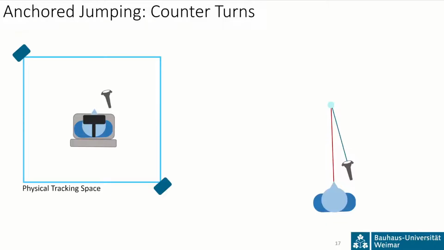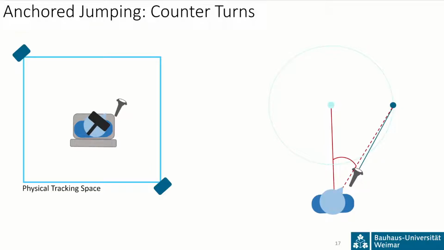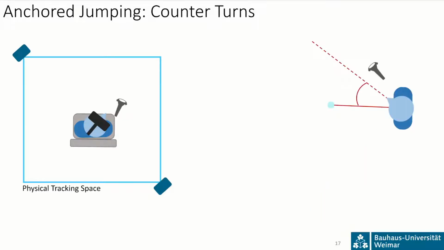To deal with this problem, we suggest the addition of counter turns to our anchored jumps. For this, we simply assume that the user selects a target that will be comfortable in front of their body when they start the selection process. When a jump to the target position is triggered, we can simply take the angle between the user's previous forward direction and their selected target, and add this onto our target rotation.